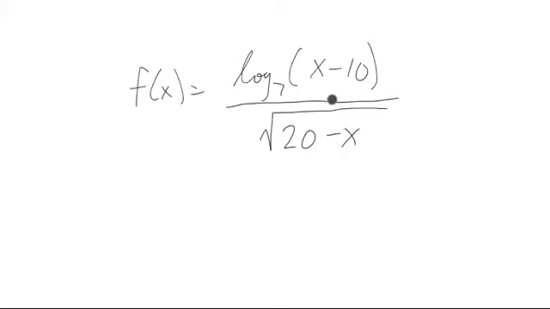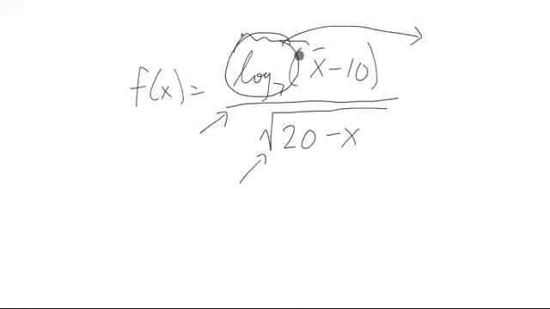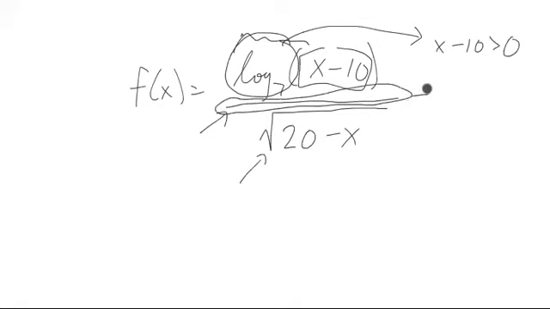Now let's look at all the different types of restrictive operations which we have. We have a logarithm. That's a restriction right there. We have a square root, and we have a division. So we have 3 different restrictions. Let's look at the logarithm first. For the logarithm, that means that the inside of it, what goes inside, has to be greater than 0 strictly. Let's look at the division. That means that what goes underneath it, square root of 20 minus x, cannot be equal to 0.